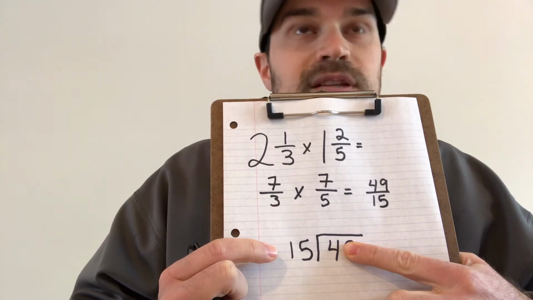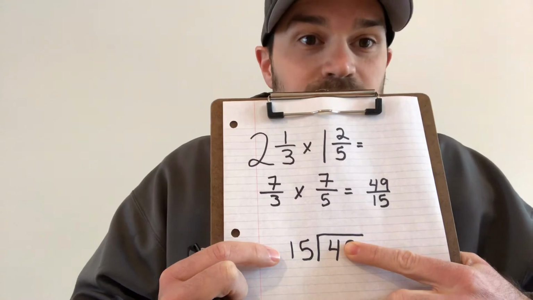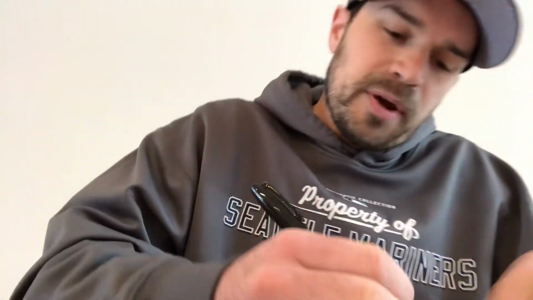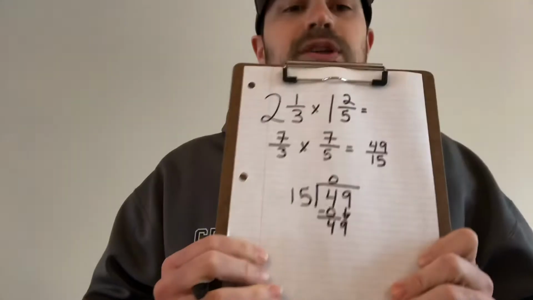All right, 15 times 0 is 0. 15 times 1 is 15, so we have to go with 0. So put your 0 above the 4. Subtract your 0 from your 4. Bring down your 9. So we're at the same place where we started out.